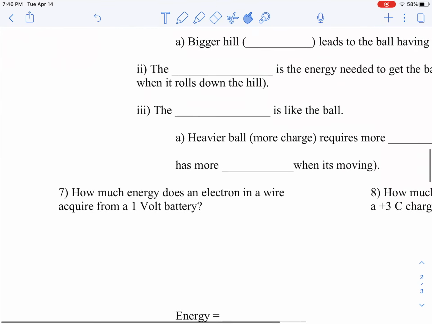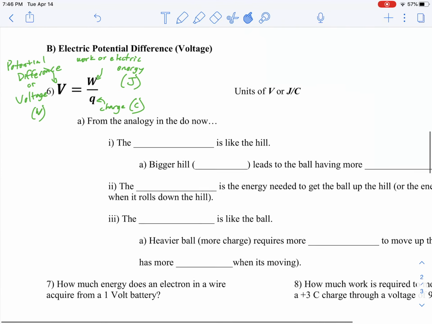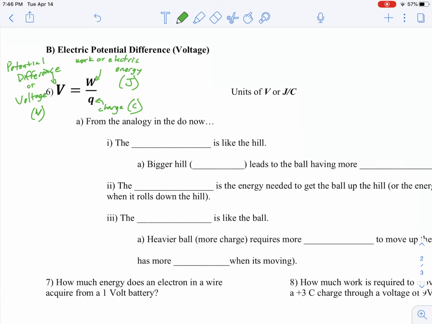Another unit for voltage or potential difference is joules per coulomb. I don't really use that, but you might see it as an answer choice on like a standardized test or something. But generally, potential difference is measured in volts.